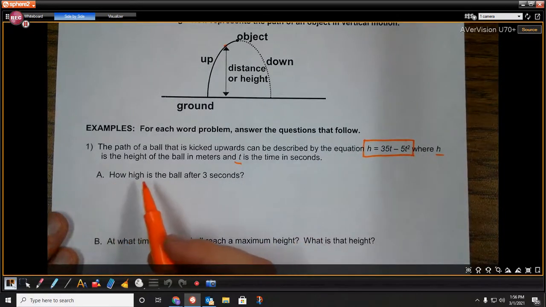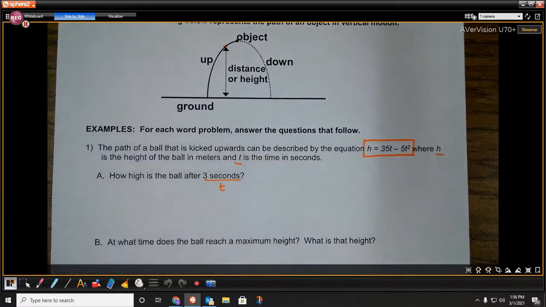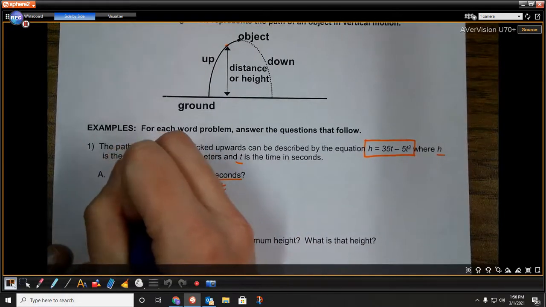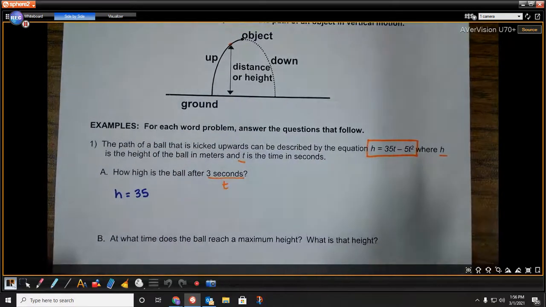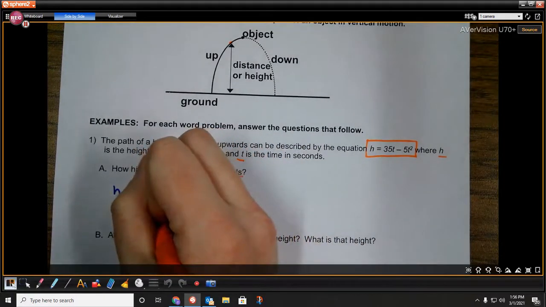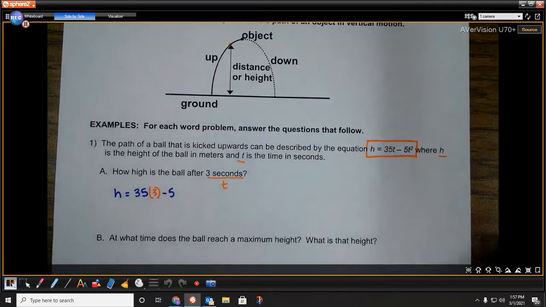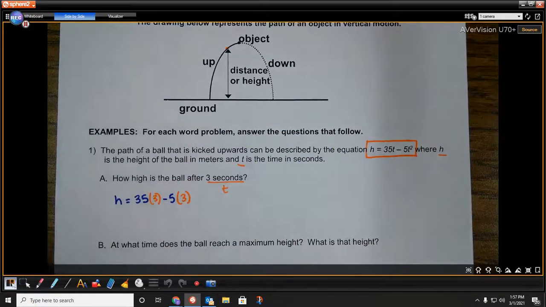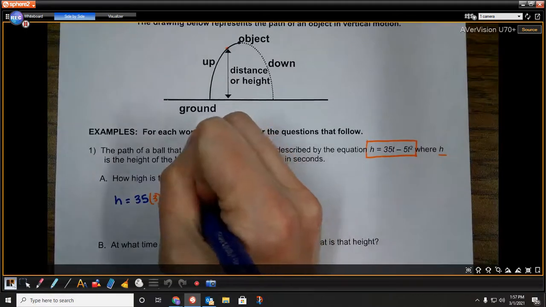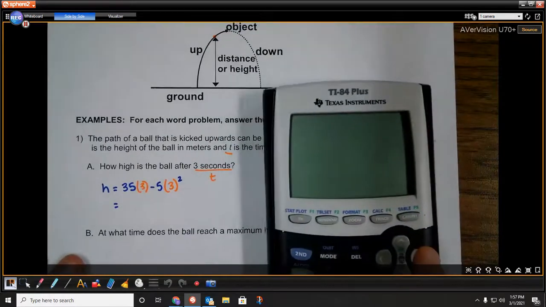So we want to know how high is the ball after 3 seconds. So this is going to be our t right here. So what we do is we write our equation. h equals 35, and then instead of t, we're going to put in our 3, and then minus 5, and then instead of t, we're going to say 3 squared. All right? And so we can put that right into our calculator. So this is after 3 seconds.